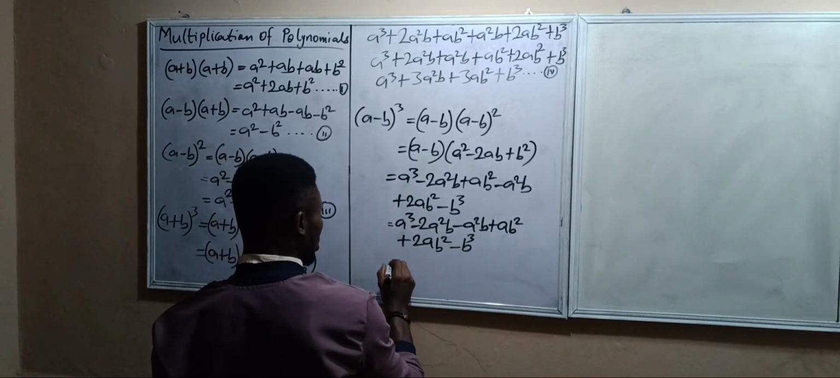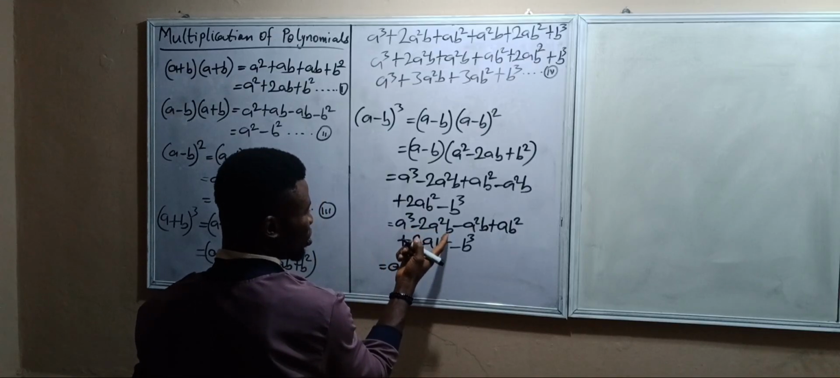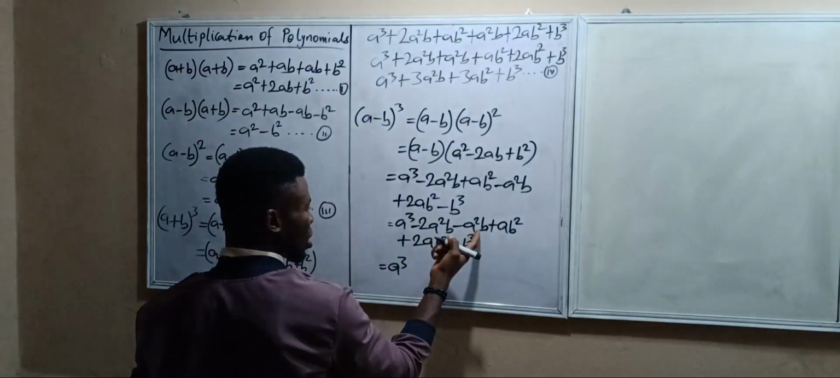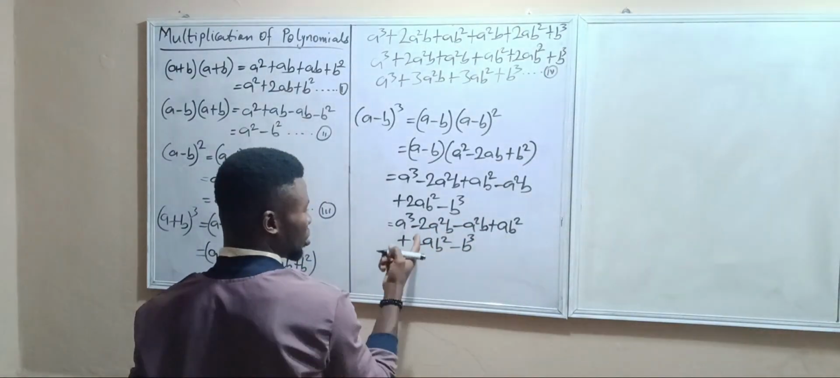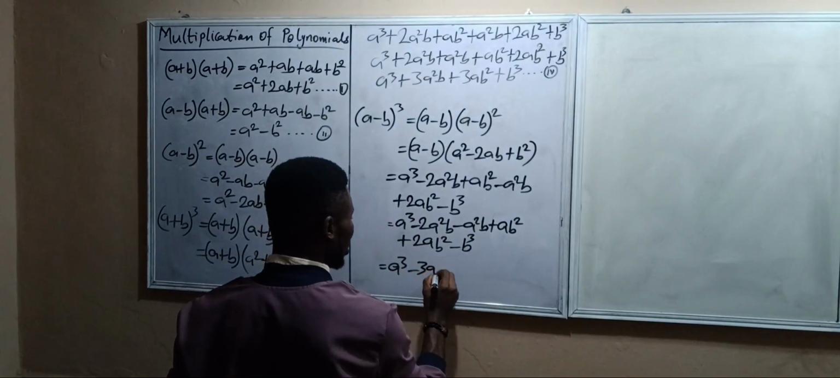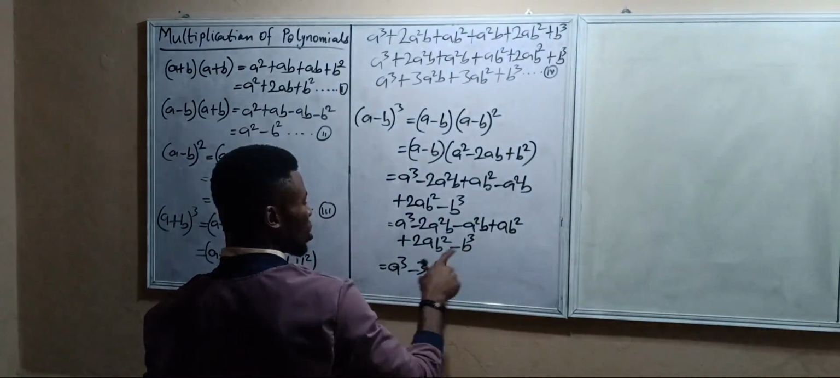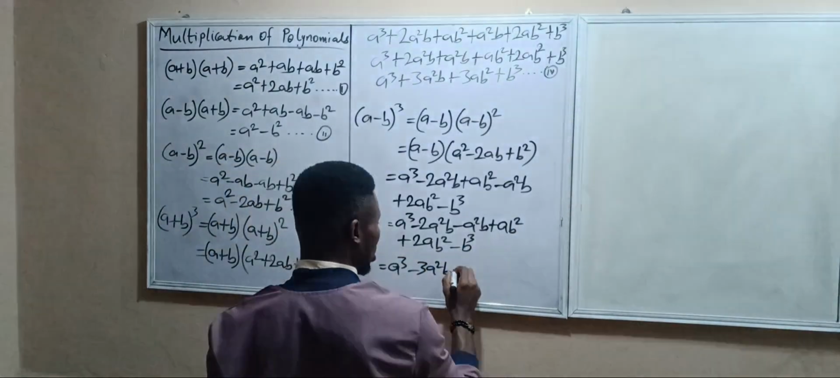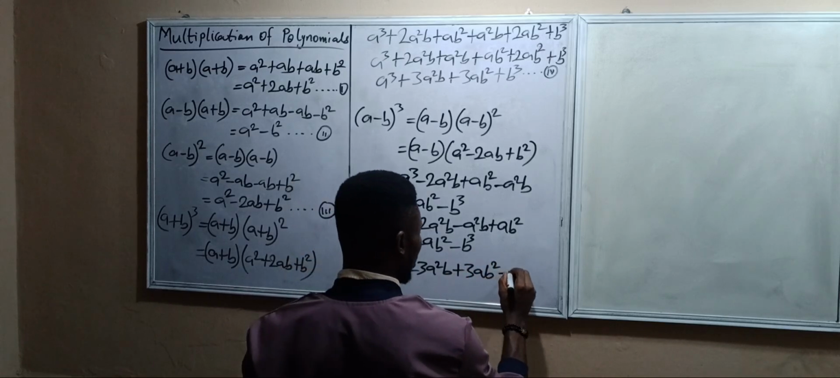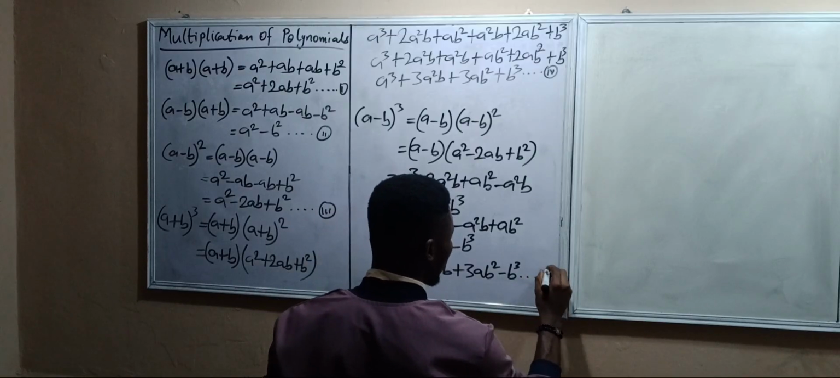And now this will give us a³. Now −2a²b − another a²b, this is just like 2 of a²b plus another a²b, but they have minus. So that is −3a²b. Then ab² plus 2ab², that is plus 3ab². And then −b³. And note this as equation 5.